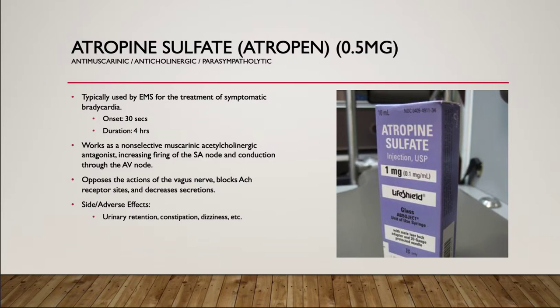And what it does is it increases the firing of that SA node, your sinoatrial node, and conduction through the atrioventricular node, your AV node. What you're looking to do is you want to oppose the actions of the vagus nerve by blocking the acetylcholine receptor sites and also it decreases secretion. So sometimes you'll see this given peri-intubation, or just as prophylaxis prior to intubating somebody. Side effects: urinary retention, constipation, dizziness. Nothing too crazy going on there.